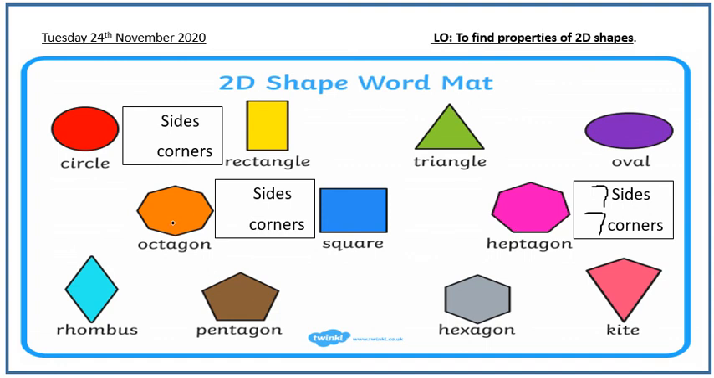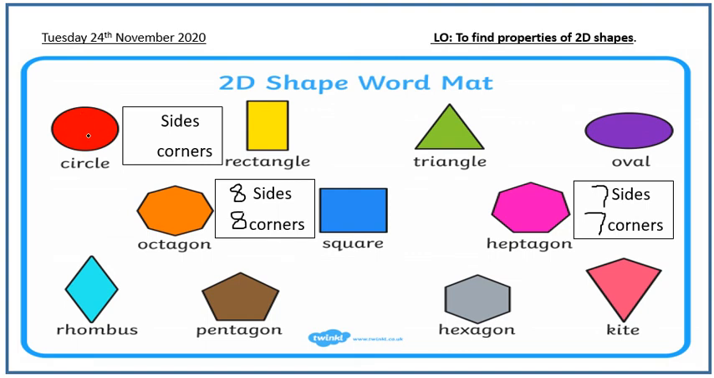Let's have a look at another shape. Oh, there's an octagon here. Let's see how many sides the octagon has. Count with me. 1, 2, 3, 4, 5, 6, 7, 8. So there's 8 sides in an octagon. And let's see how many corners it has. 1, 2, 3, 4, 5, 6, 7, 8. There's also 8 corners in an octagon. Let's write 8 here.